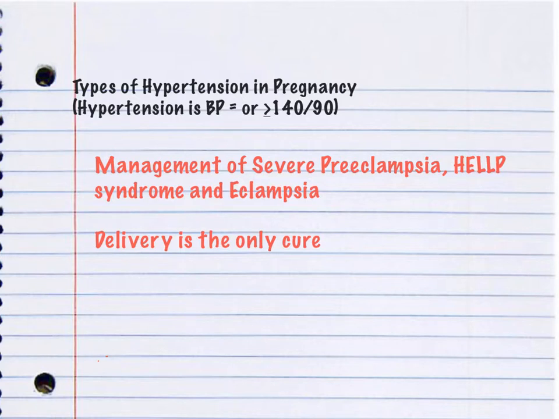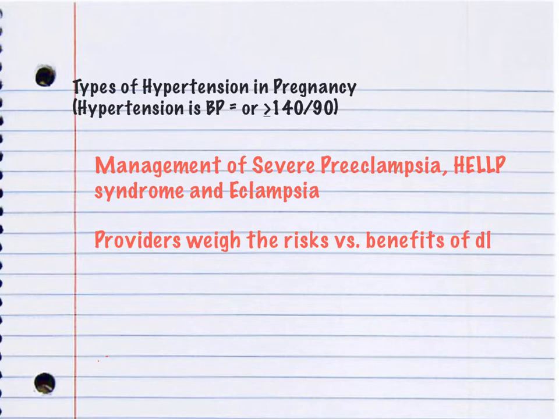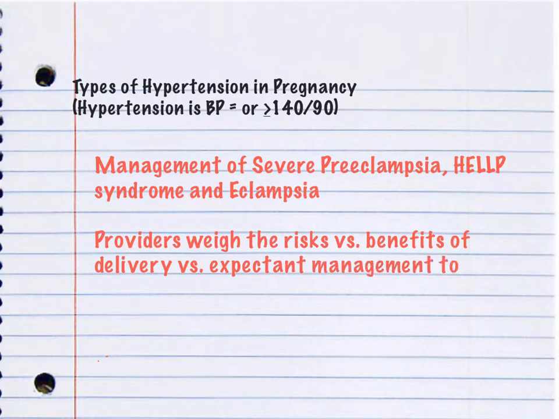Now, here's the problem. We have two patients, and sometimes one of our patients might not be ready to be born. Maybe that patient is 22 weeks and already compromised. We have the risks to the baby of IUGR, and we'll sort of talk about that in a little bit. But basically, we're weighing one against the other. So there are very complicated decision trees, they call them. It's sort of an if this, then that model. And I don't want to get you completely overwhelmed with that, but do know that providers weigh the risks versus benefits of delivery versus expected management to both patients.